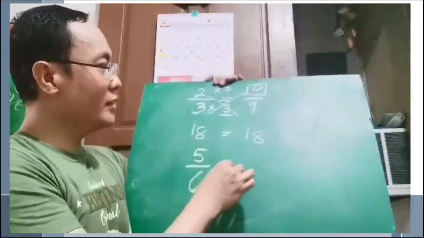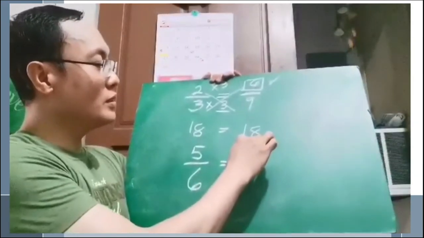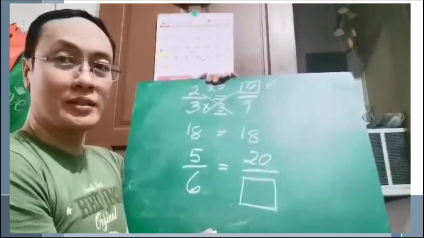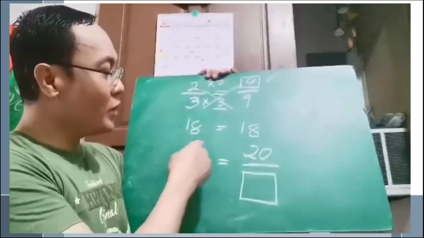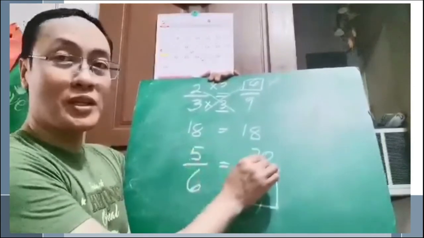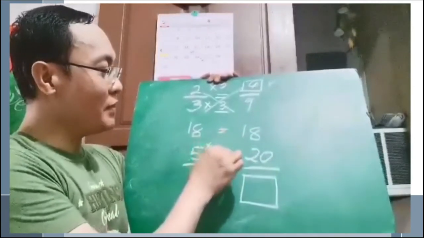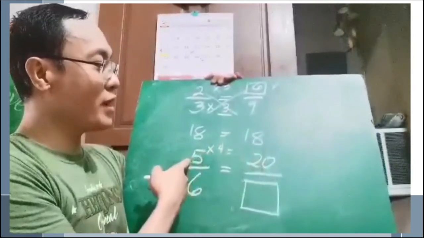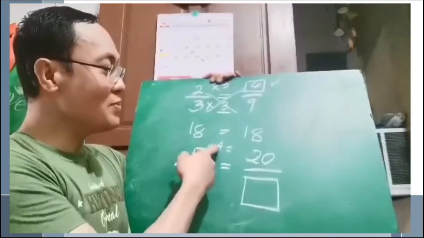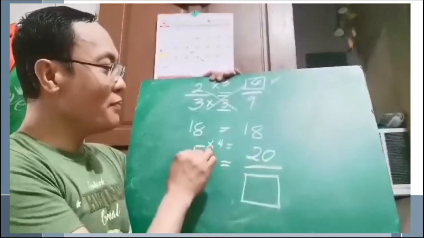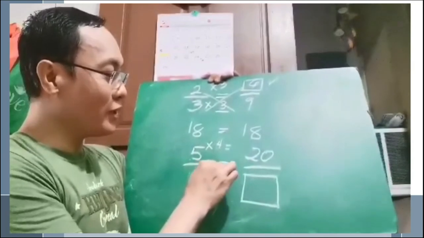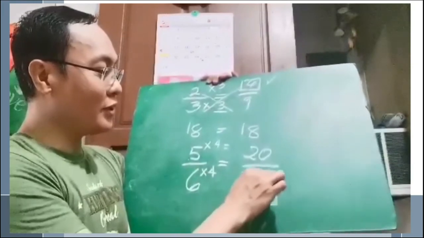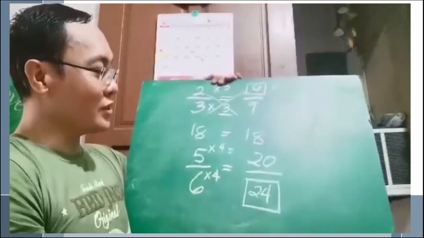5/6 is equal to 20. Okay, then the denominator is missing. Okay, same process. What did you multiply to 5 to get 20? So we multiply it by, okay, 4. Or simply 20 divided by 5 is 4. Or 5 times 4 is equal to 20. So if you multiply 5 by 4, you multiply also 6 by 4 to get the denominator. 6 times 4 is equal to 24. Okay, so that is the answer.